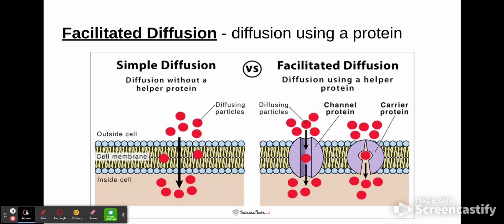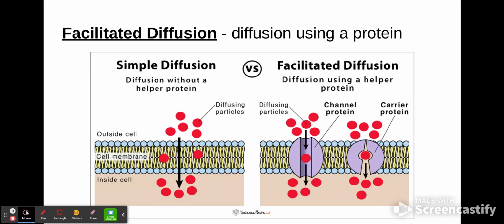So it's still diffusion. It's still going to go from high to low. It's not going to use energy, but this time it's going to use a protein. Regular diffusion is what we call simple diffusion. Facilitated diffusion just uses a protein. There's different types of proteins. You don't necessarily need to know the difference. One of them makes long, skinny channels. The other has a little shape for that molecule to fit into.